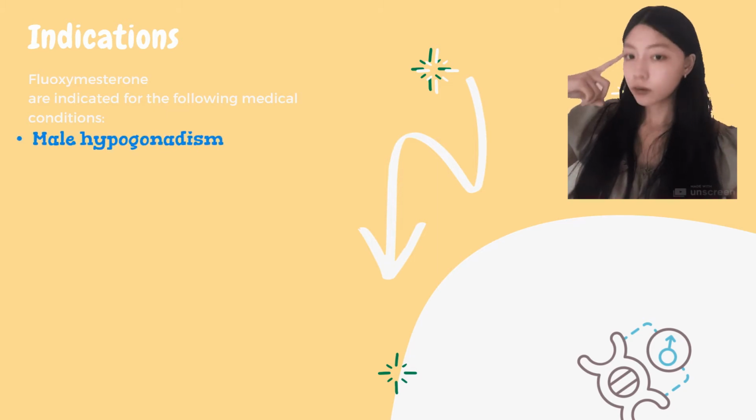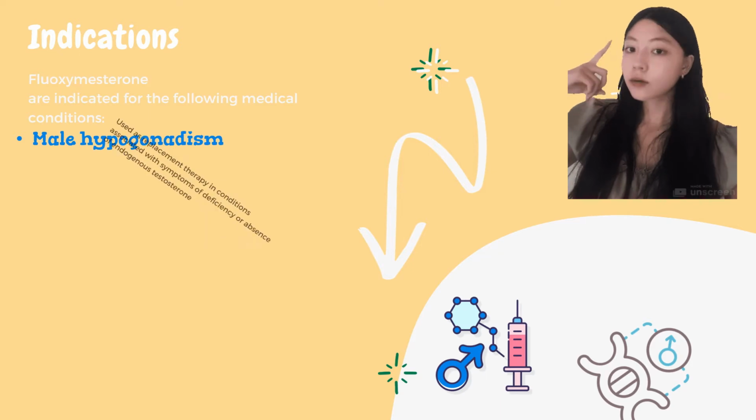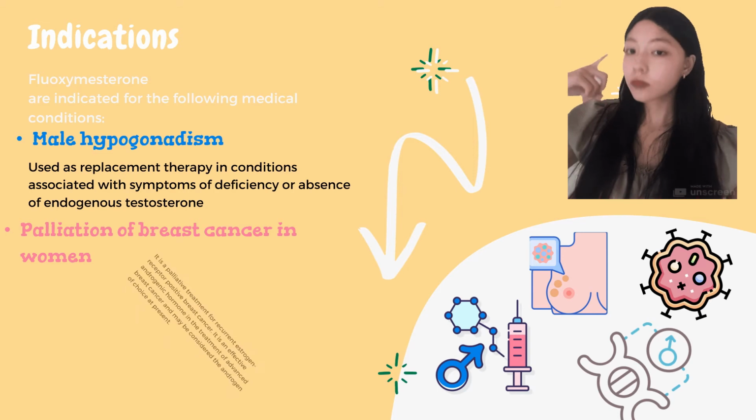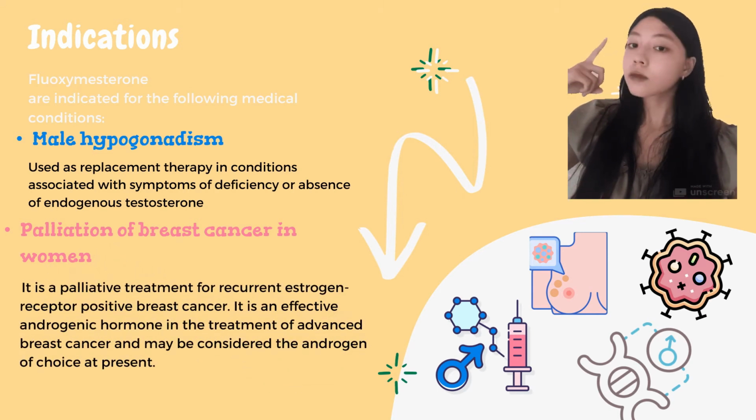I am indicated for the following medical conditions. In male hypogonadism, I am used as a replacement therapy in conditions associated with symptoms of deficiency or absence of endogenous testosterone. In palliation of breast cancer in women, I am a palliative treatment for recurrent estrogen receptor positive breast cancer. I am also an effective androgenic hormone in the treatment of advanced breast cancer and may be considered the androgen of choice at present.